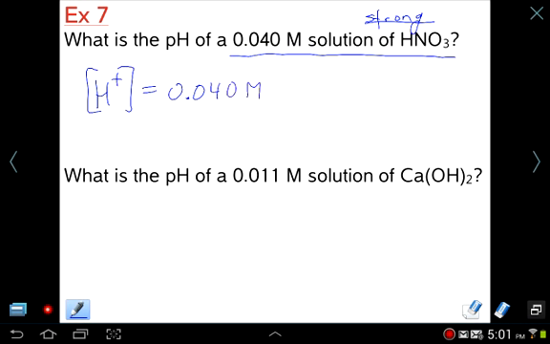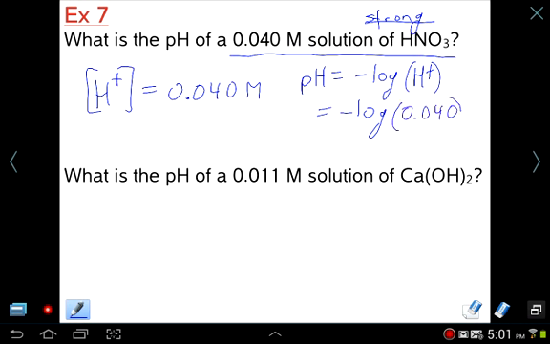And because pH is the negative log of the H plus concentration, we can simply take the negative log of 0.040, and we should get a value. Go ahead and try this on your calculator. Oftentimes you have to put the number in first and then click the log and then click the negative. And you should find yourself having a pH of 1.397 or 1.40. And recall that pH is unitless.